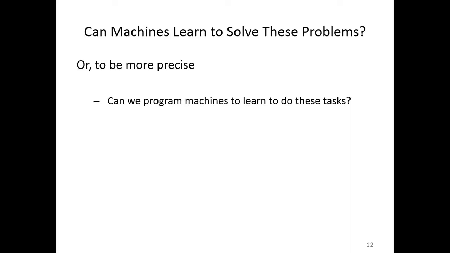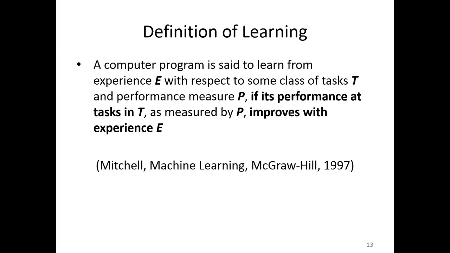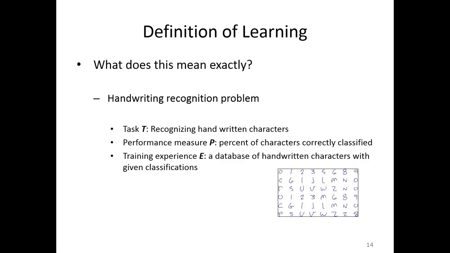Or to ask the question in another way: can we program machines to learn to do those tasks? And the answer is yes. Let's start with the definition. A computer program is said to learn from experience with respect to some task, because I'm waiting for my software to do some task, and I need to measure the performance of my system by a parameter P. For example, what is the accuracy rate, what is the exactness of the solution, and so on. How to measure it, how to compare between two different systems, which one is better. So we need to introduce the performance measure.